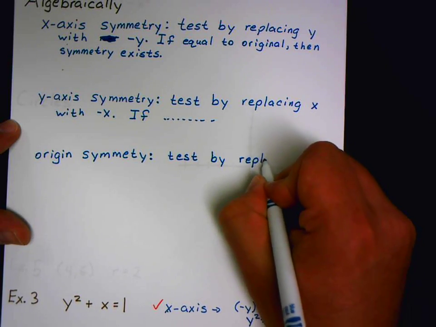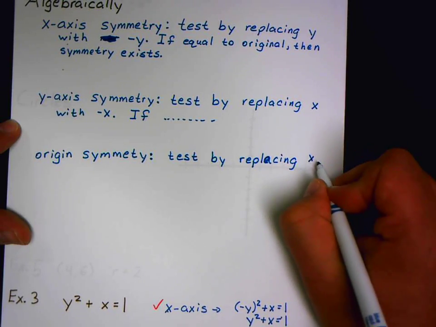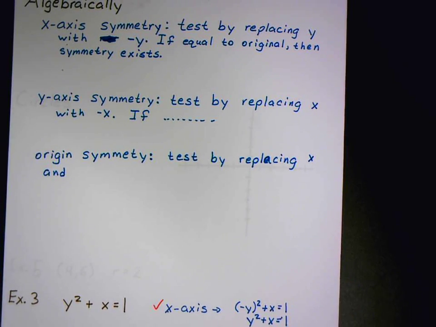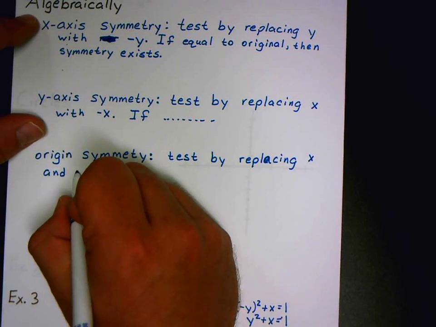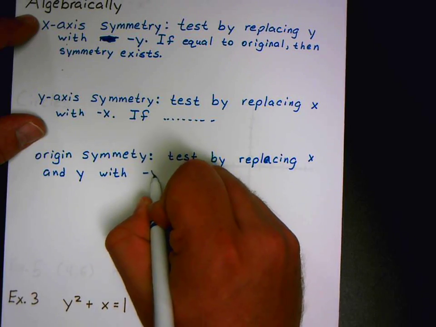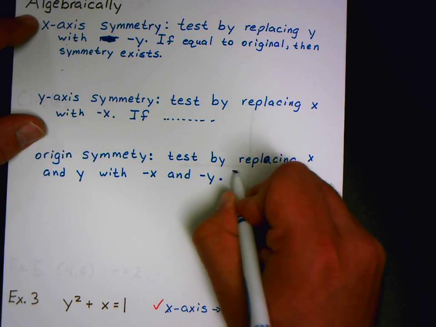Now, some people get in the habit after they've done a few of these of saying, well, it's not going to have origin symmetry unless it has both x and y symmetry. That's not always the case. You're going to do some of these problems and that starts to become a pattern. That's not always the case. So don't get into that habit. And then we have the rest of that.